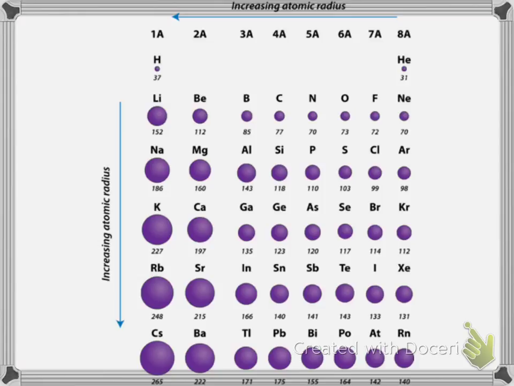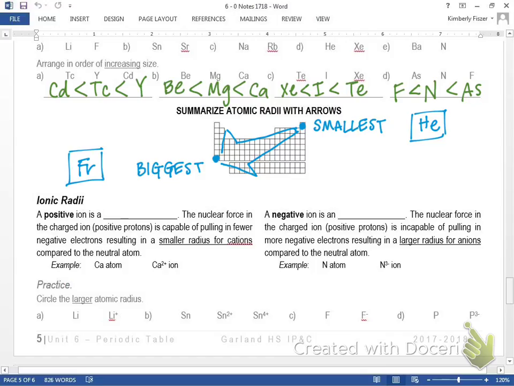Who is the smallest? Helium is in the upper right-hand corner. Who's got the biggest? Cesium, down over here, because my picture is too big for my screen. So can you see how I'm getting smaller as I go across? Can you see how I'm getting bigger as I go down? Can you see it in your head now? Beautiful. All right, let's talk about when I'm an ion.